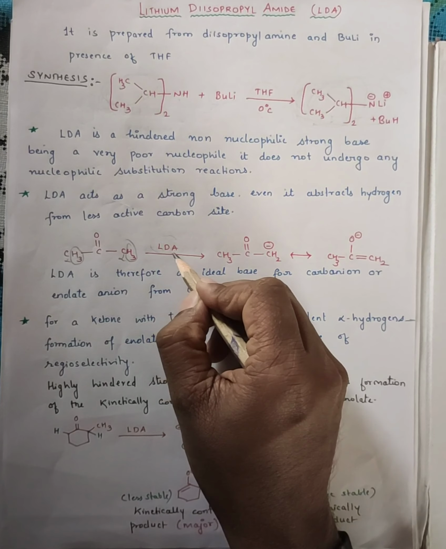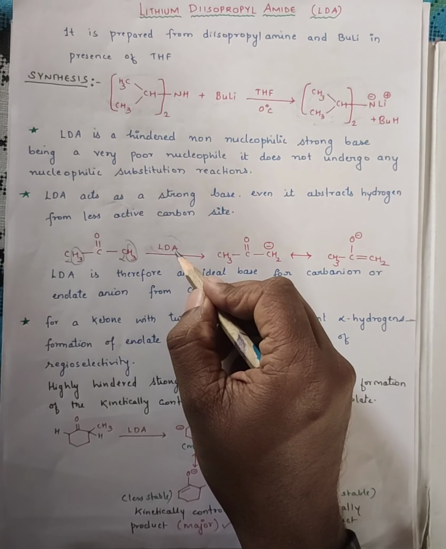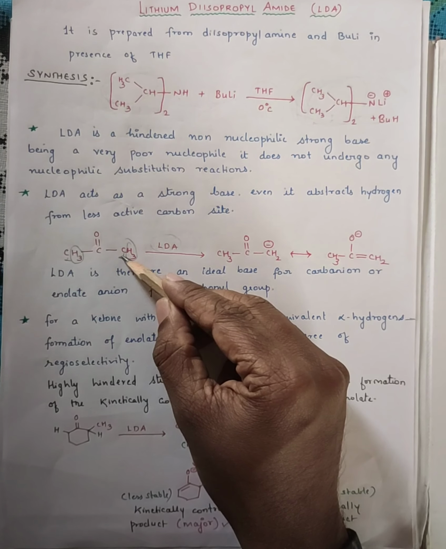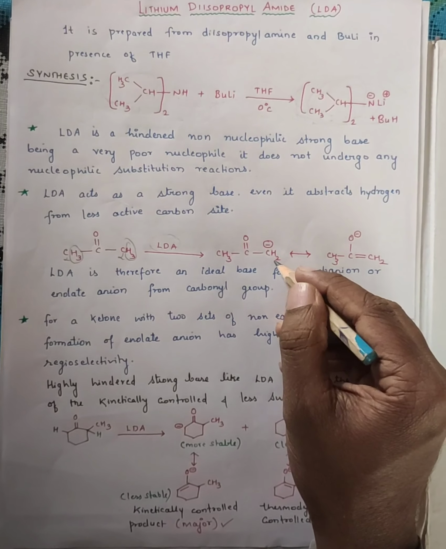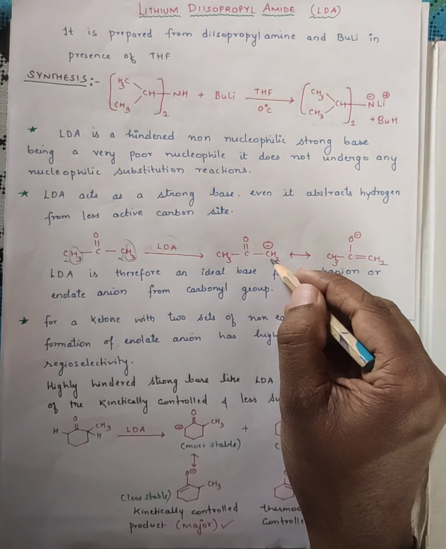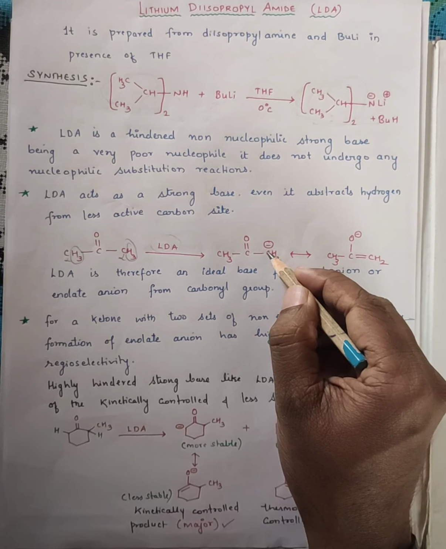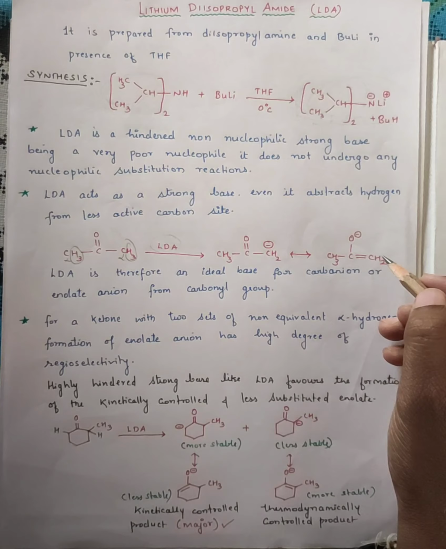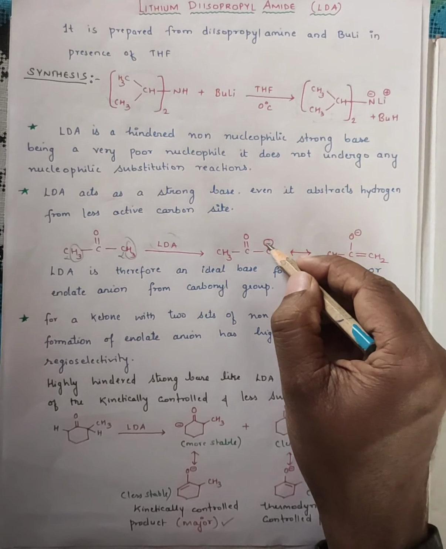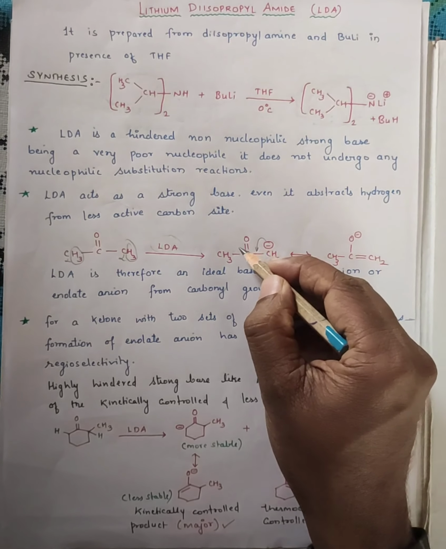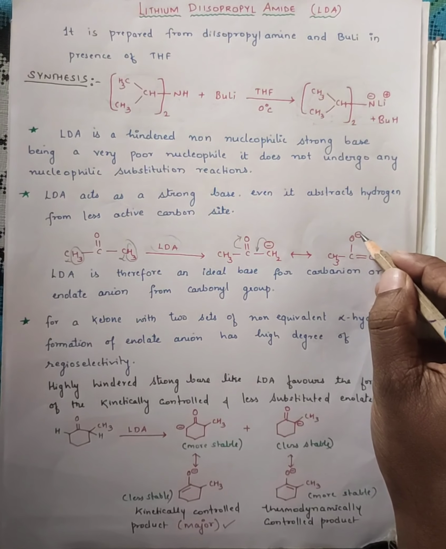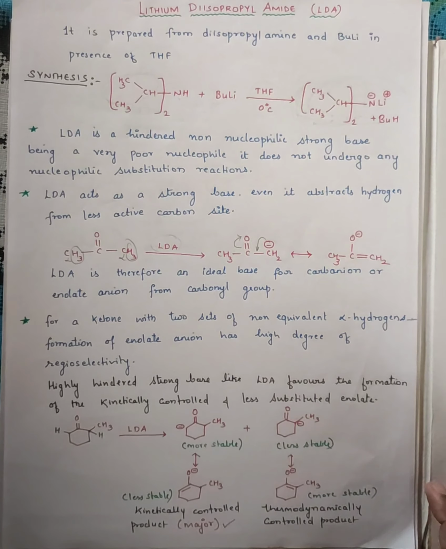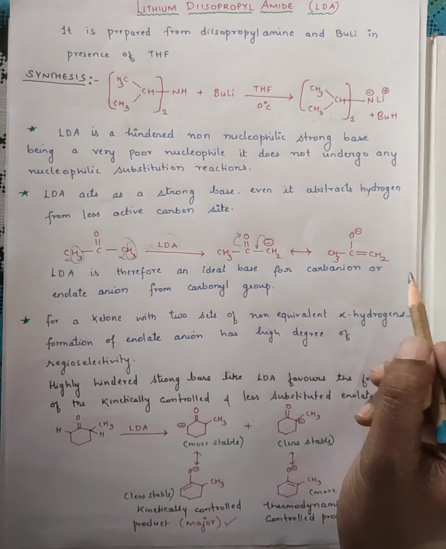When it is treated with LDA, what does LDA do? LDA abstracts one of the acidic protons from these alpha hydrogens. There are totally 6 alpha hydrogens, and out of that, one hydrogen is abstracted. So what is generated here? A CH2 minus, a nucleophile or anion, is generated. Now that can be converted to the enolate form. This negative charge comes here, and now the negative charge is on oxygen. This is known as the enolate form. So LDA is an ideal base for generating a carbanion or the enolate form of a carbonyl group.